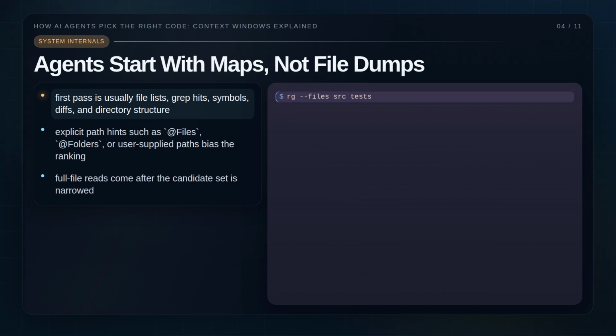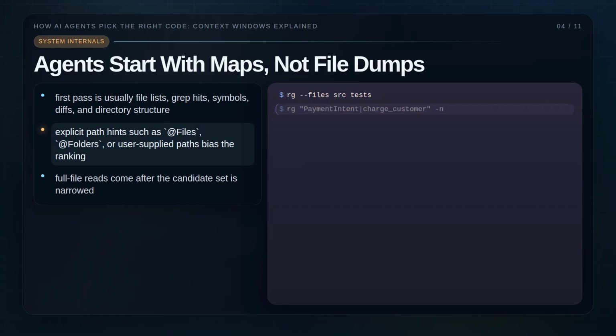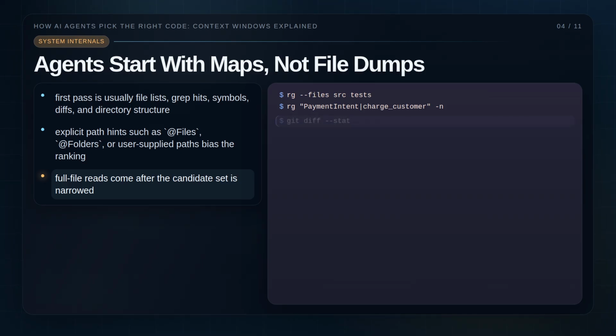The agent usually starts with maps: list the files, search for a symbol, check the diff, inspect a directory. Cursor makes this very explicit with @ references, like @files, @folders, @code, @git, and @past chats. Gemini CLI documents a file discovery service that powers file-oriented context lookup. In practice, shell tools like grep are perfect for this. They produce small, structured clues.